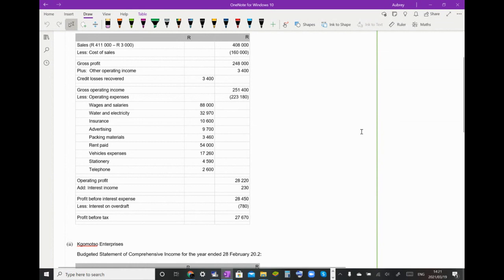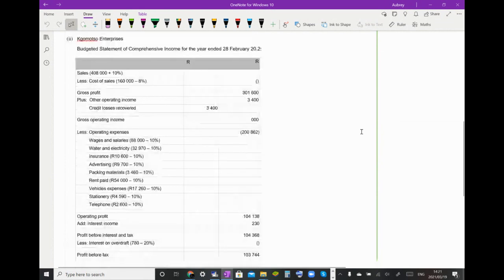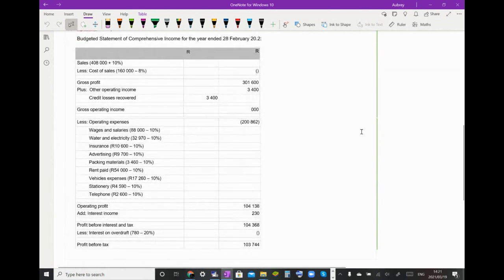Okay, then we go down to part B. All right, and the reason why I wanted us to do this is because you're going to see a lot of this as you go along. Okay, so there's increased net sales revenue by 10%. Okay, so we have to increase net. Notice they said net sales. Okay, net sales is obviously your sales after sales return.